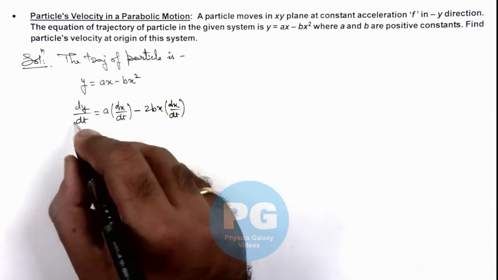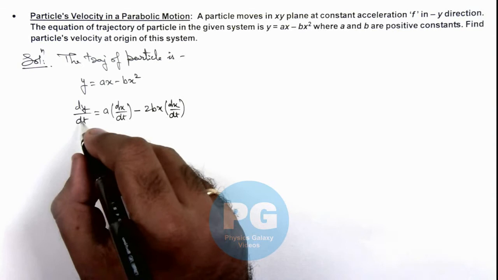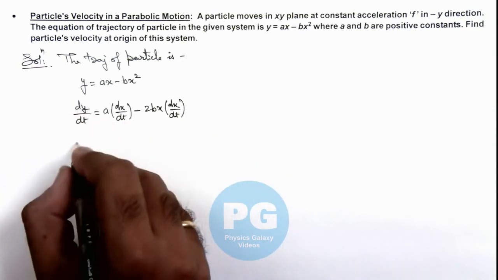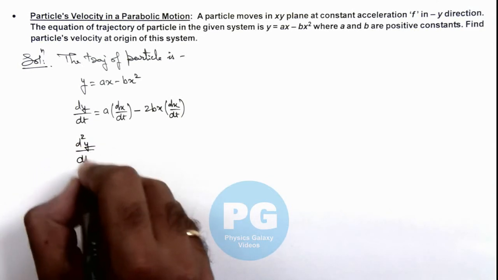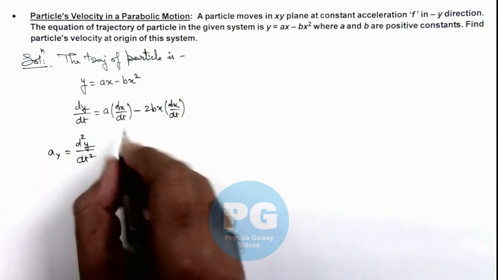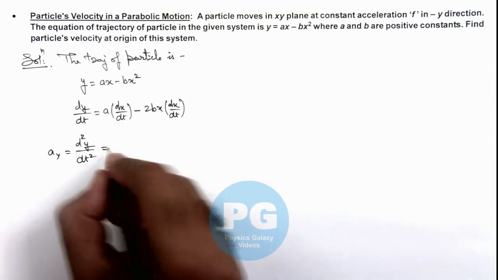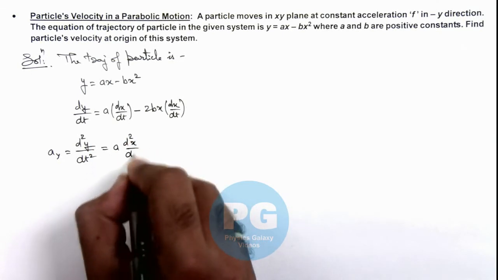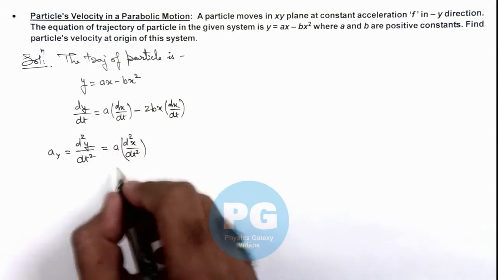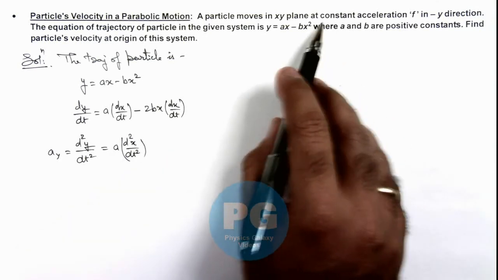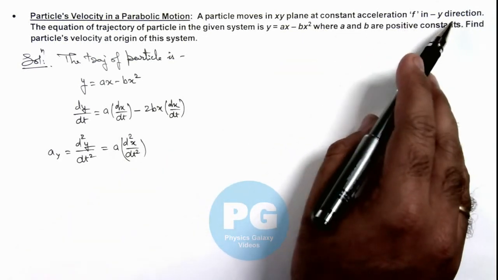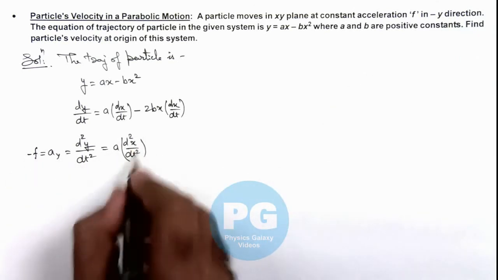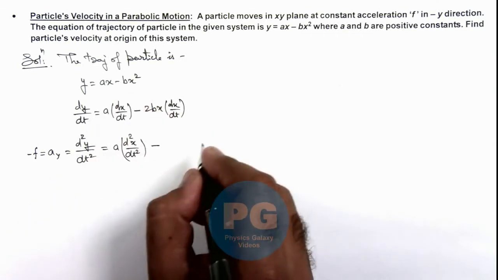Here dy/dt is the particle's velocity in the y direction and dx/dt is its velocity in the x direction. So if we once again differentiate, this will give us d²y/dt², which is acceleration in the y direction. On differentiating this, we are getting a d²x/dt², which is acceleration in the x direction, which we can ignore as we are given that the particle only has acceleration in the minus y direction. That means the value of ay is equal to minus f and ax is 0. But let's first complete it.